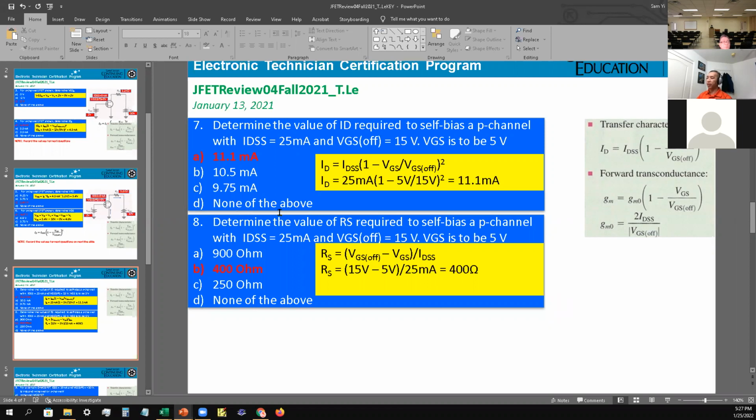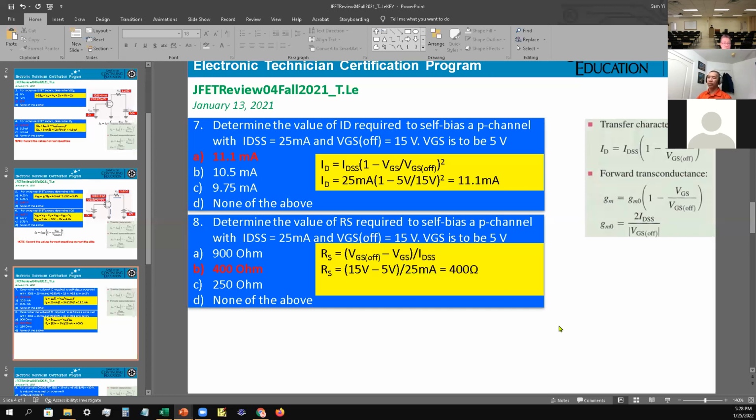Okay, and number eight, determine the value of RS required to self-bias a P-channel with IDSS equal to 25 milliamps and VGS off equals 15 volt. VGS is to be 5 volt. So RS is equal to, in this case, the voltage divided by the current, just applying something similar to Ohm's law. You get VGS off, which is the 15 volt minus the 5 volt. That gives you 10 volt divided by the current, the IDSS. So 10 divided by 25 milliamps yields 400 ohms. So the answer is B as in Bob for number eight.